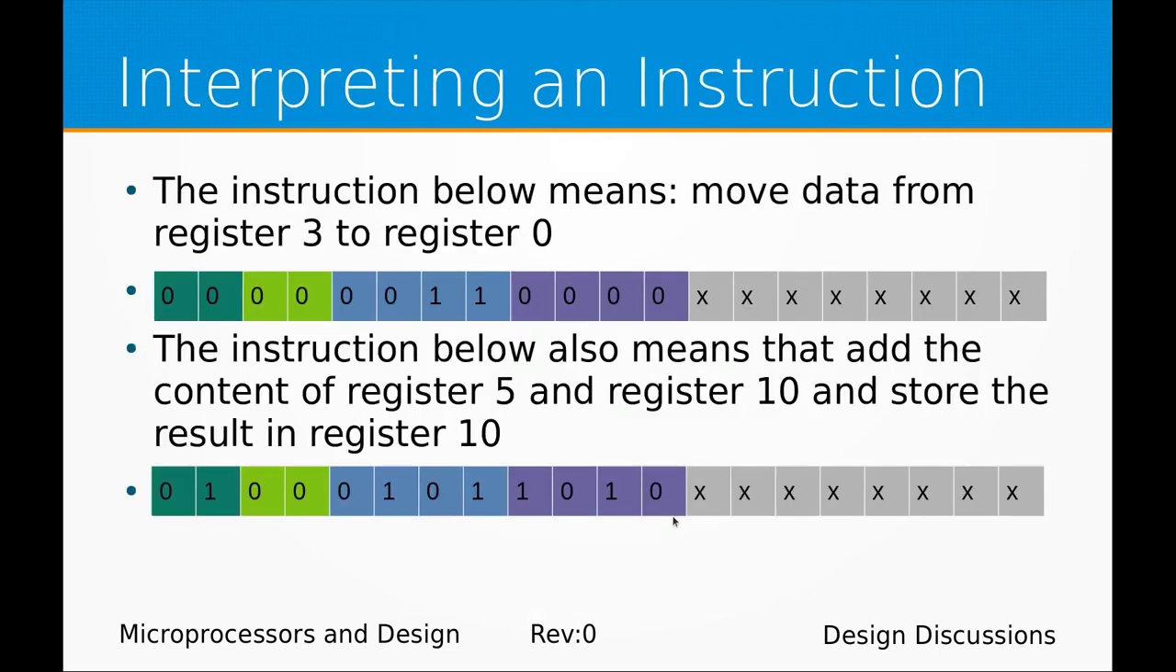Now the choice of 4 was completely arbitrary. I just decided to choose 4. You could make it bigger, you could make it smaller. If you make it bigger, it means you can implement more registers. If you make it smaller, it means you can implement only a few registers. The reason why I chose 4 was that 4 gives us the ability to address 16 registers and also 16 memory locations.